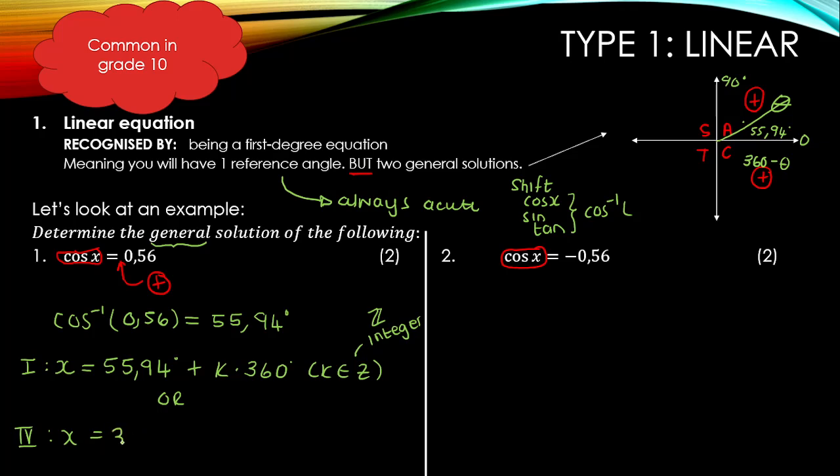So this is going to be 360 minus our original degree, because theta is always acute, plus k times 360, and then k is an integer. Okay, and then we're just going to find out what this is. What is 360 minus 55,94? On my calculator, I'm getting 304. Okay, I'm going to write it over here.